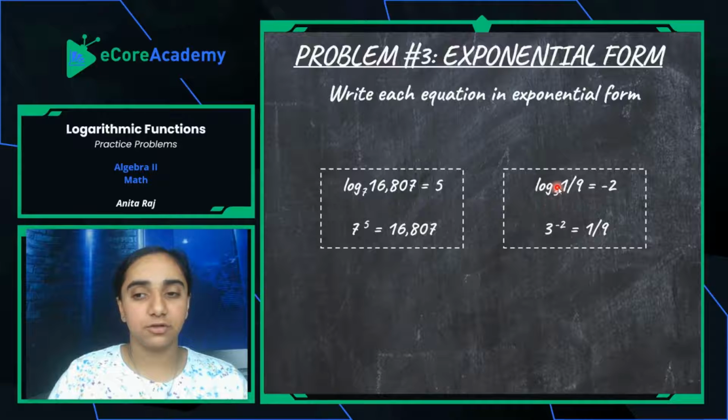So this is log base 3 of 1/9 equals -2. We can sketch that E again. First we start with the 3. We're touching the 3, drawing the curve, touching -2, and then ending with 1/9. So what does that mean?